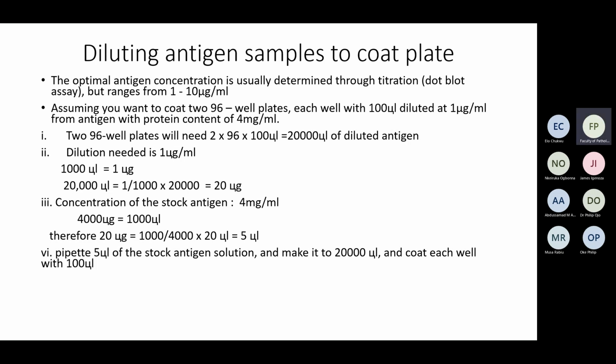So to prepare it, you take just 5 microliters of that stock antigen and dilute, making it up to 20 mils or 20,000 microliters. That will give you the antigen dilution at 1 microgram per mil. And then you can now use that to coat your ELISA plate at 1 microgram per milliliter.